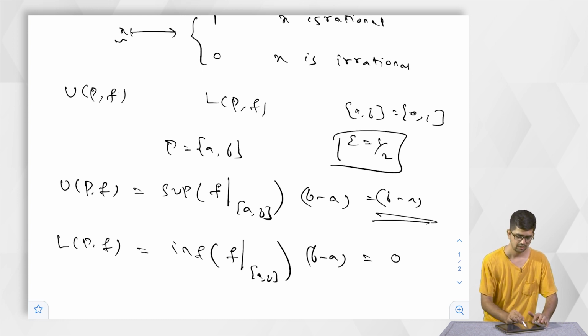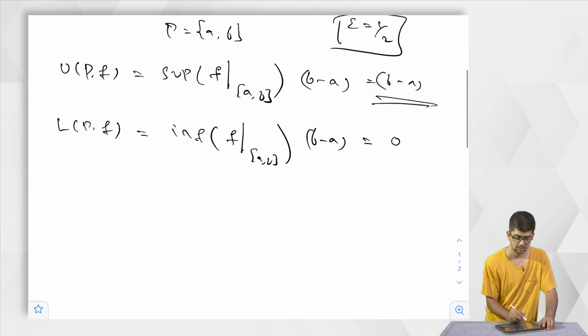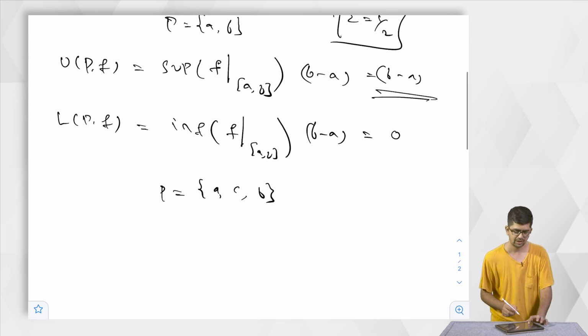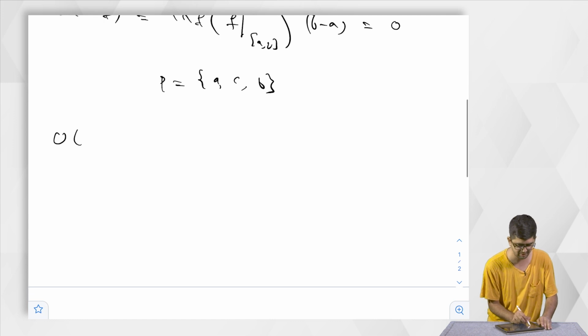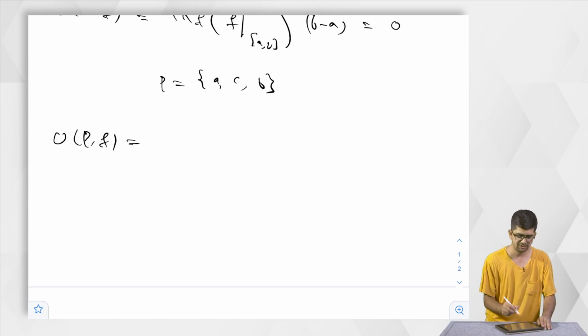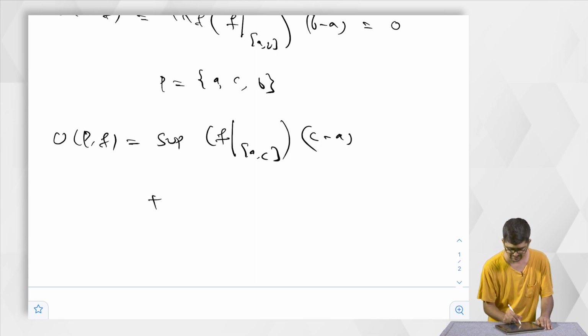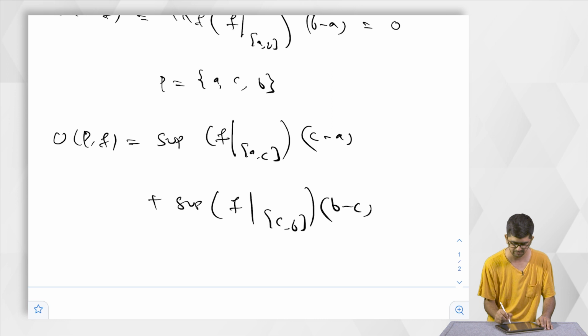Now let us take one more partition. Let us take a partition with 3 elements. It should contain a and b, of course. Let us take some random element c, so a, c and b. We are supposed to do the same thing. Again U(P,f) and L(P,f), let us check that. What is U(P,f)? f restricted to each interval, take the supremum of that and multiply by the length of the interval. So, supremum of f restricted to [a, c] times c minus a, plus again supremum of f restricted to [c, b] times b minus c.